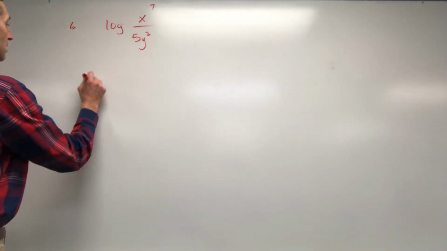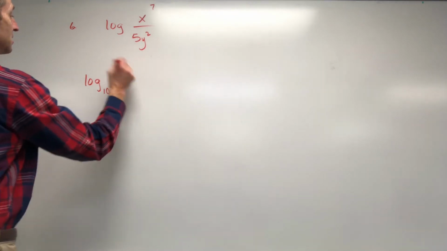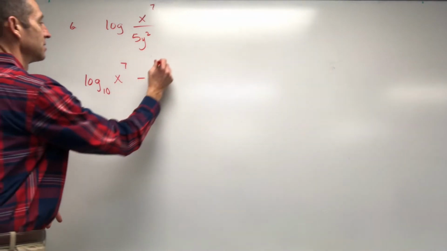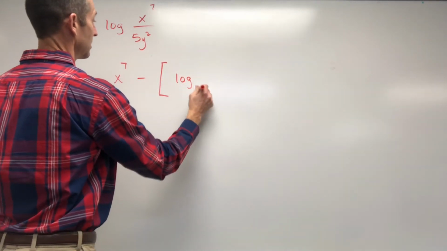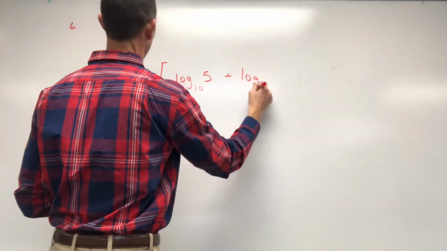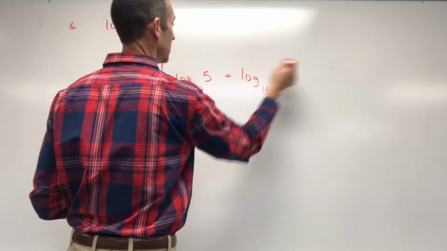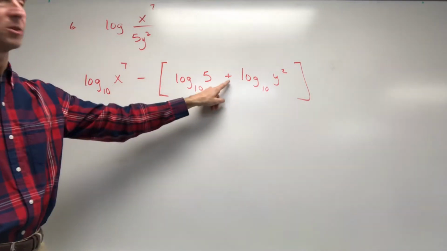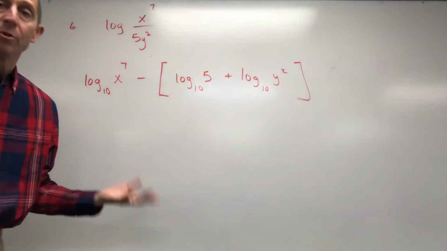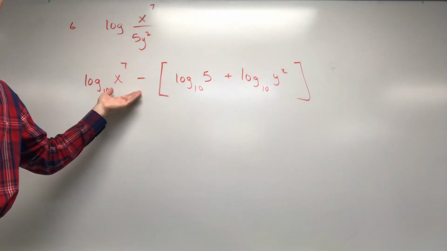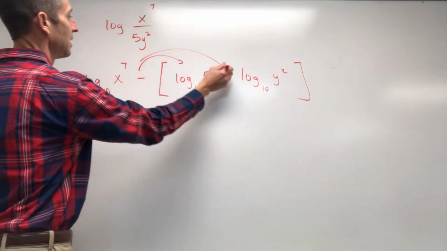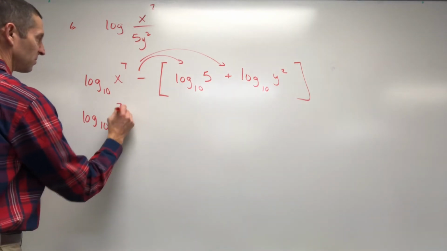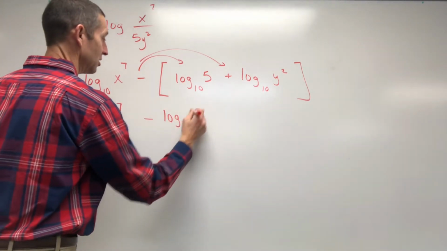So it'll look like this. Log x to the 7th. On top, it's positive. Division means we subtract this. So we've got log 5 and log y squared. The 5 and the y were multiplied together, so we're going to hit it by addition. But we know what happens when there's a negative sign out in front. This negative is going to hit both of those, and so our signs are going to change.